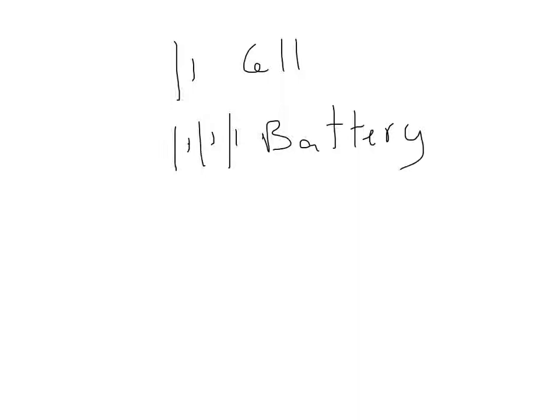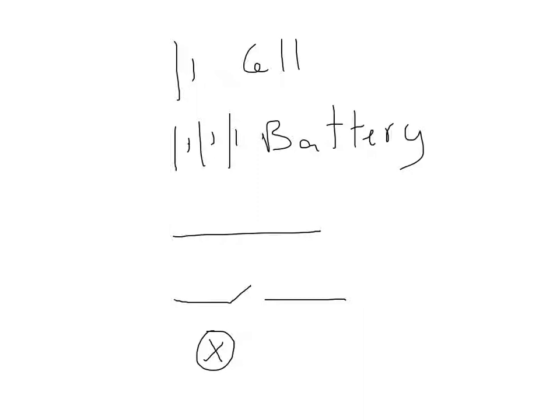Now, apart from these, of course, we have the symbol for a wire, which is just a wire. And we have a symbol for a switch. Now, a switch is really easy to draw. It's just this. So, of course, this means closed switch, open switch. And finally, we need a symbol for a light bulb. Okay? Like this.